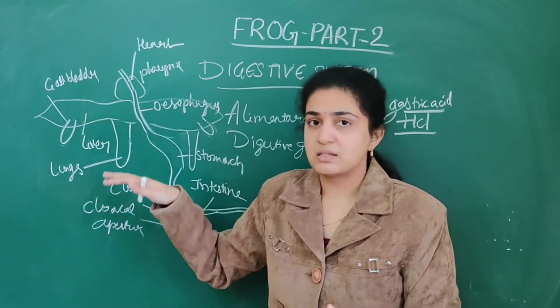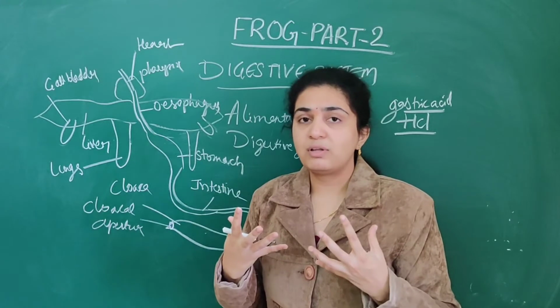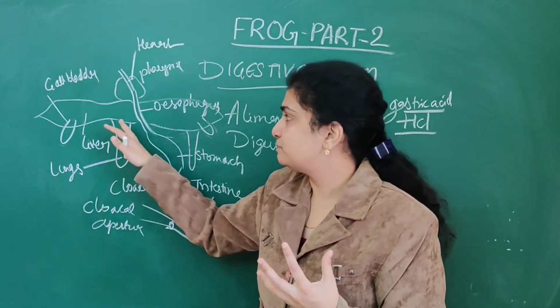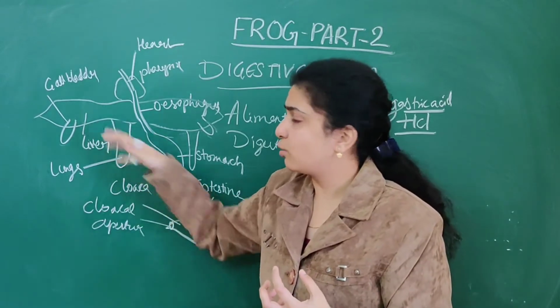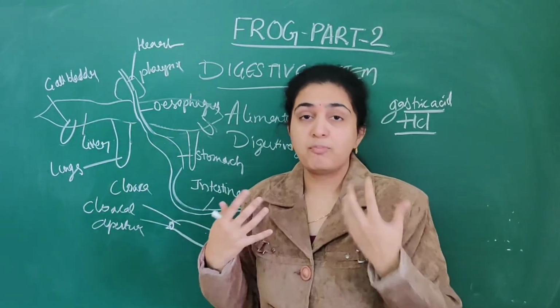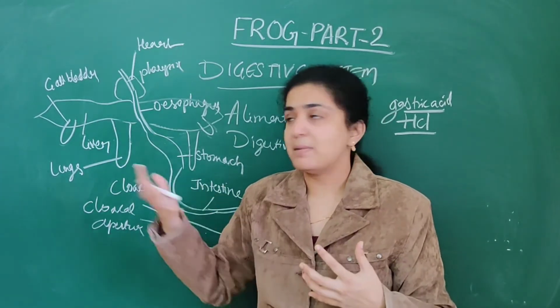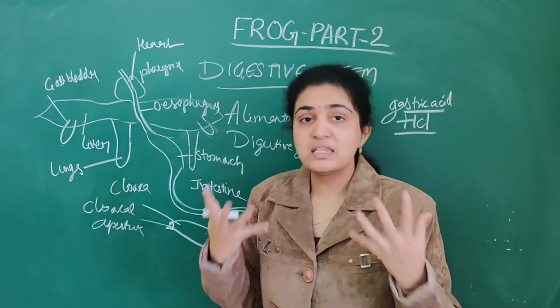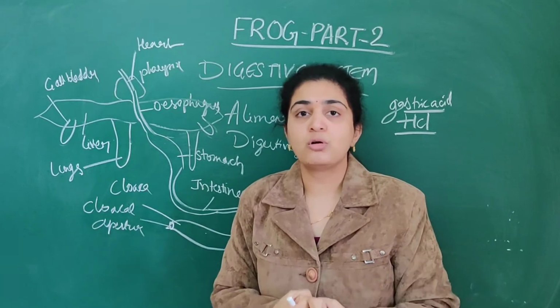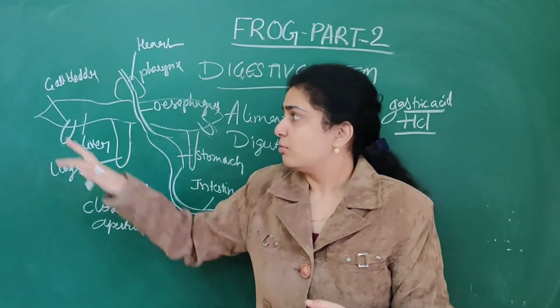Here the liver is present. The liver mainly plays an important role in the secretion of bile juice. Bile helps in emulsification of fats. Here the lungs are present. Where is bile stored? Bile is stored in the gallbladder.